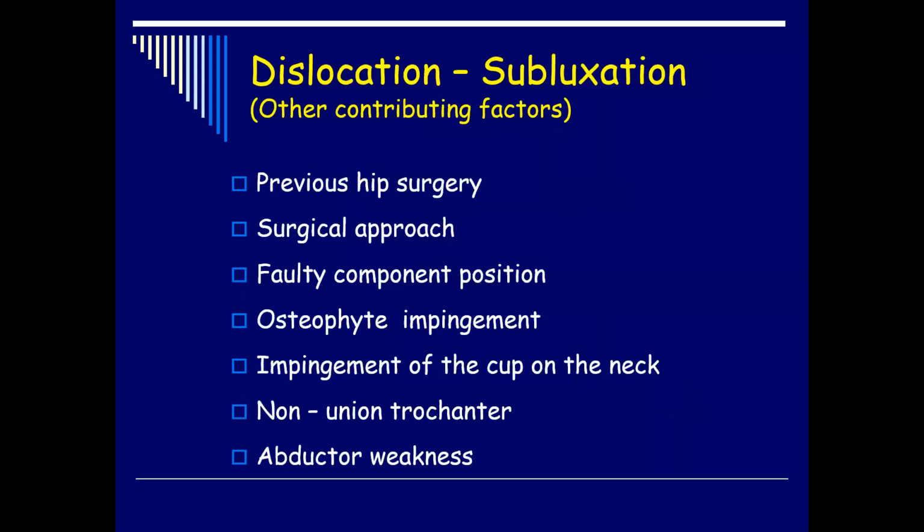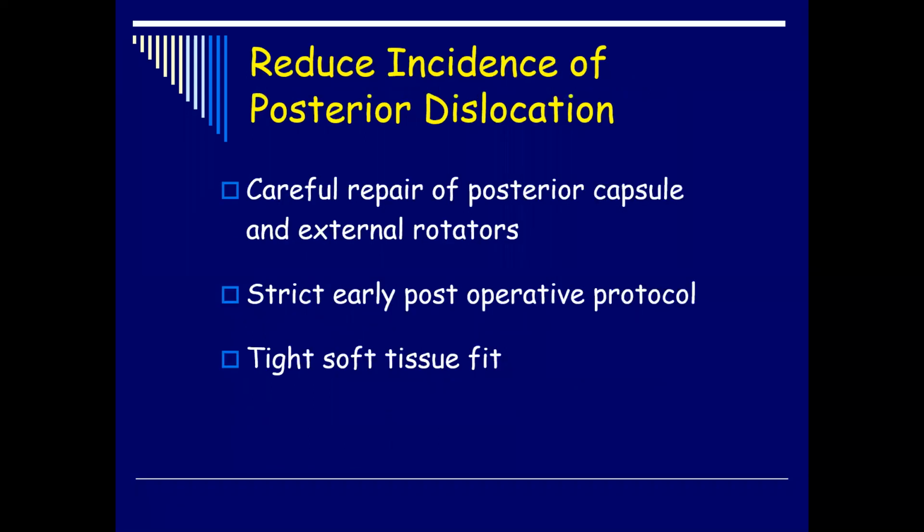As for dislocation, other contributing factors are not only the approach: previous surgeries, surgical approach, faulty component position, osteophyte impingement of the cup to the neck, trochanter non-union, abductor weakness. So many other factors are there, which we are not going to discuss. How do you reduce the incidence of dislocation?